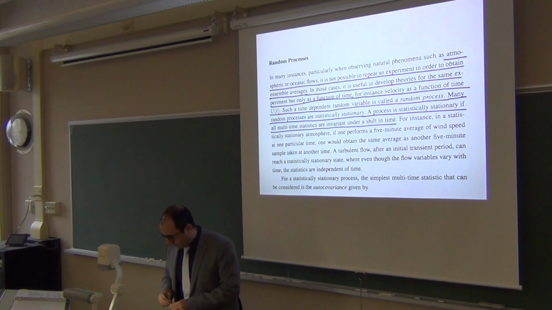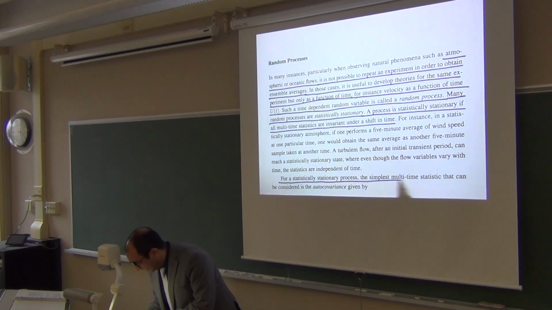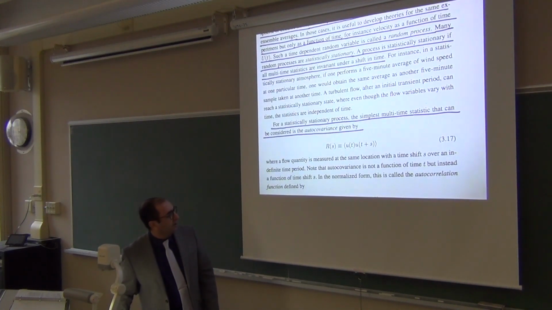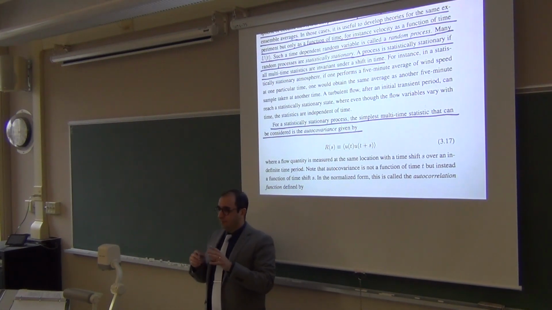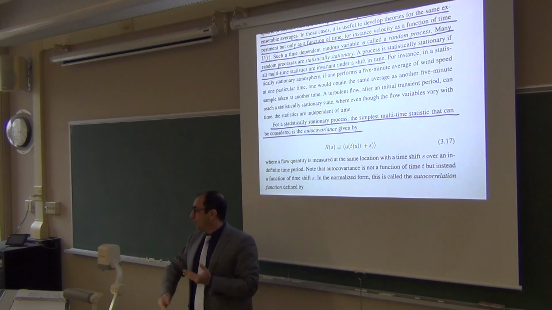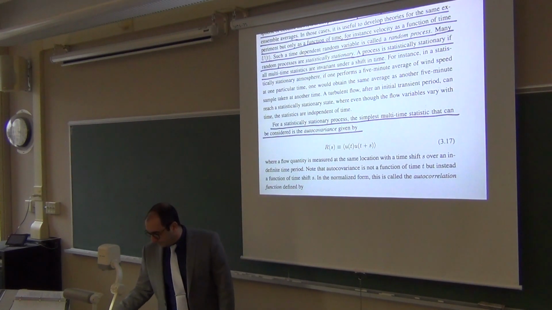For a statistically stationary process, the simplest multi-time statistics is the autocovariance, given by this symbol. By the way, if it's not electronic mathematics, in the labs you actually calculate all of these using turbulence data. So when you do the computer labs, all of these definitions will settle in place for you, hopefully. So we calculate all of them in actual experiments.